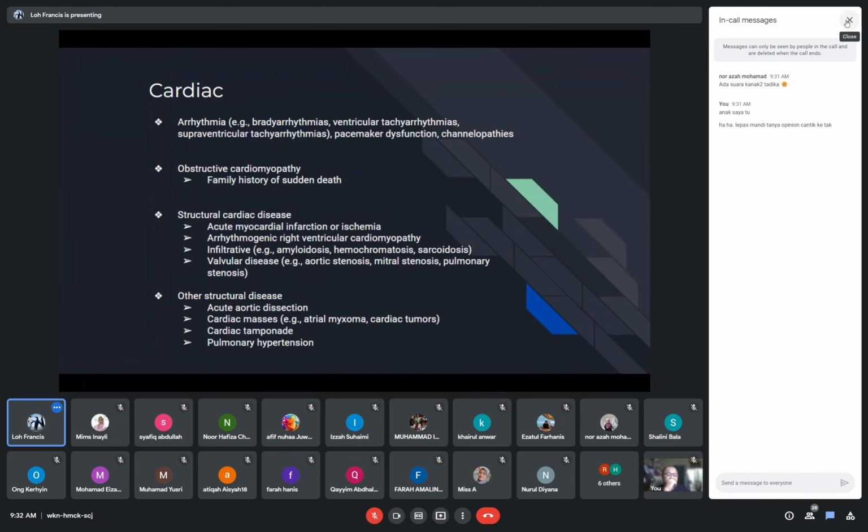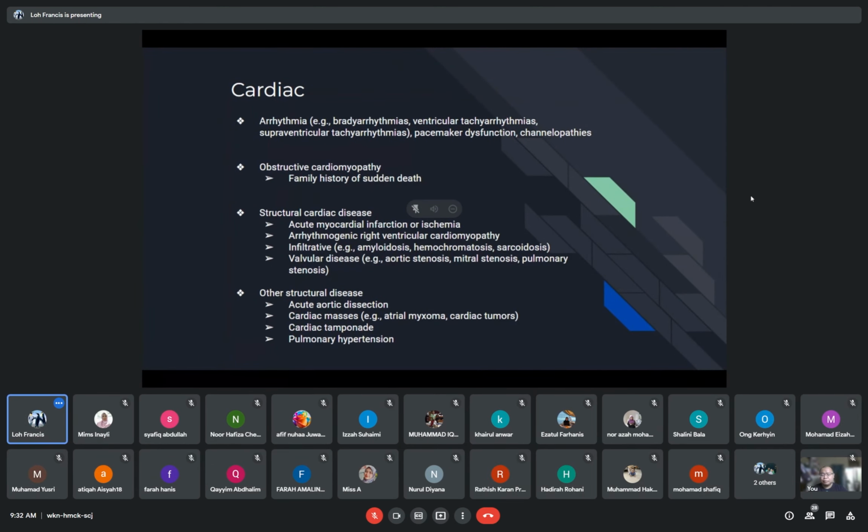The second category is cardiac syncope, where patients present with arrhythmia, such as bradyarrhythmias, ventricular tachyarrhythmias, and SVT, any pacemaker dysfunction, or obstructive cardiomyopathy with family history of sudden death. The next group of patients present with syncope with severe structural cardiac diseases, such as acute MI or ischemia, arrhythmogenic right ventricular cardiomyopathy, or valvular heart disease, such as aortic stenosis, mitral stenosis, or pulmonary stenosis.